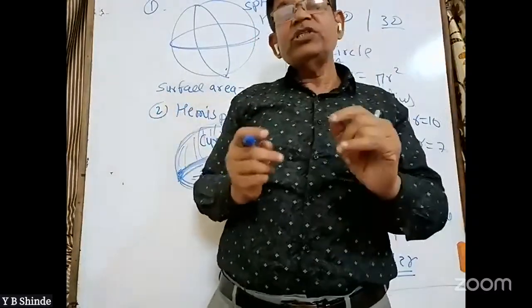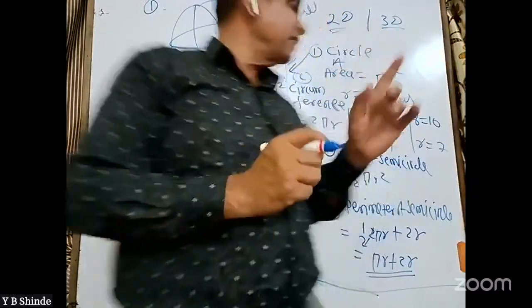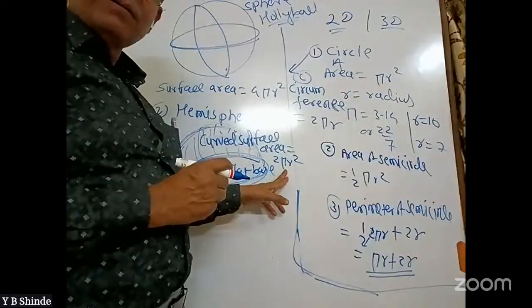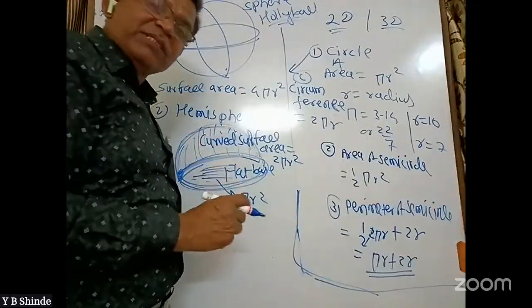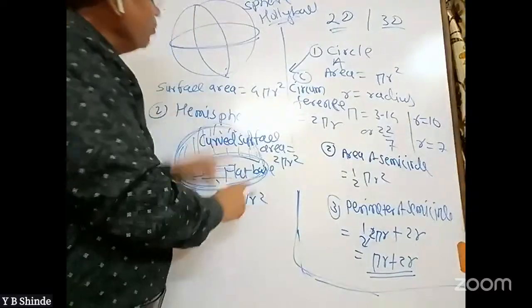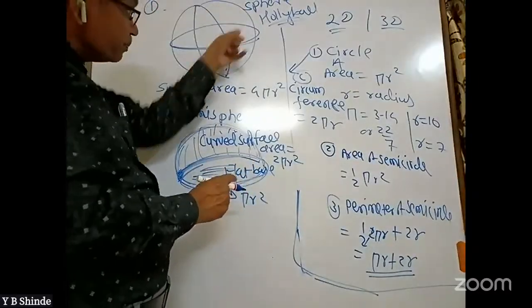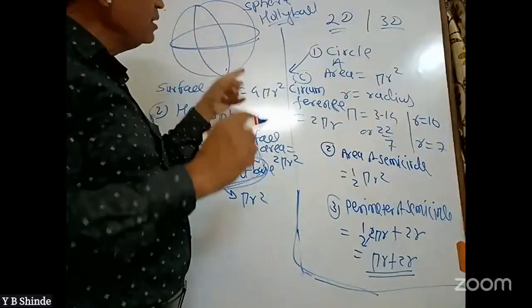Now, when the question arises, what is the curved surface area? The formula is 2 pi r square. What is the base area of hemisphere? That is pi r square. What is the surface area of sphere? Not hemisphere, sphere, 4 pi r square.